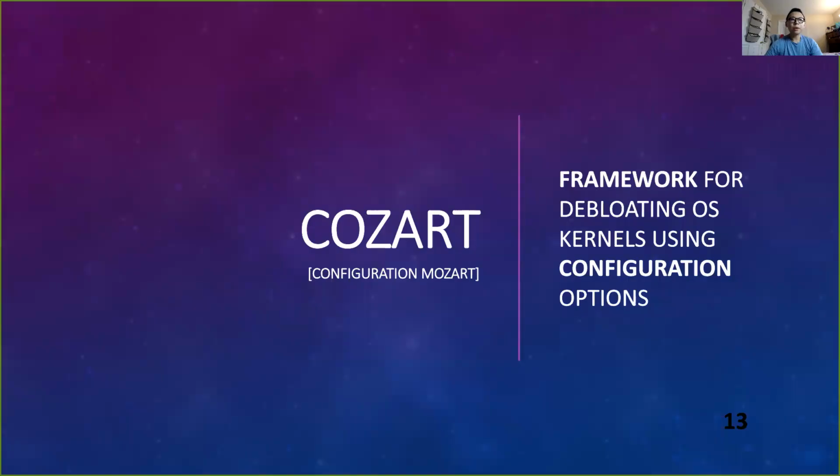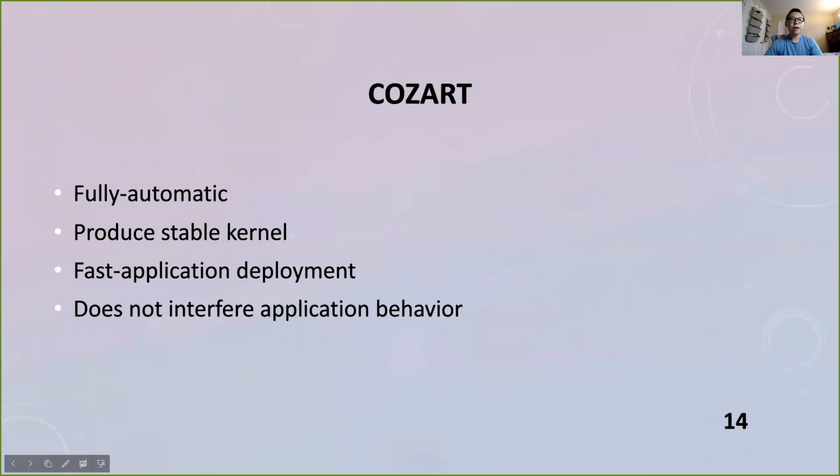In this paper, we designed an advanced kernel debloating tool called COZART that we use as a vehicle to conduct our studies. COZART is a fully automatic tool and produces stable kernels. Also, COZART can debloat kernels within tens of seconds when the workload changes. We also validate that COZART does not change the application's behavior.